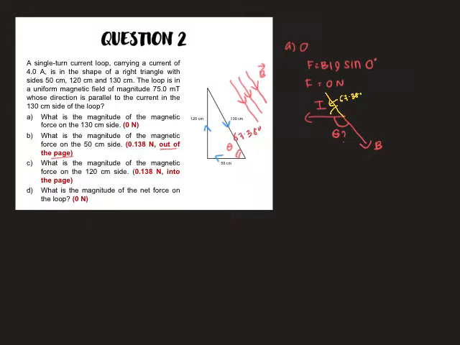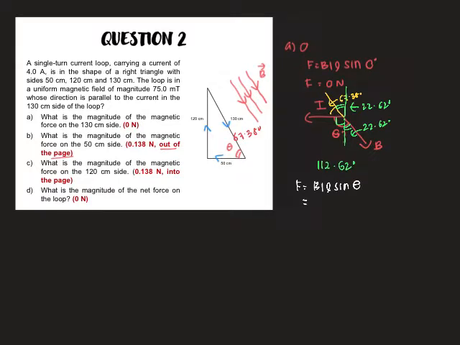Which means that I can actually say that this one, this angle, is going to be 22.62 degrees. This is like a mirror, so this one is also 22.62 degrees, and this one is going to be 90. So the angle between I and B is going to be 112.62 degrees. Okay, so you are going to use the same formula, which is F equals BIL sine theta.